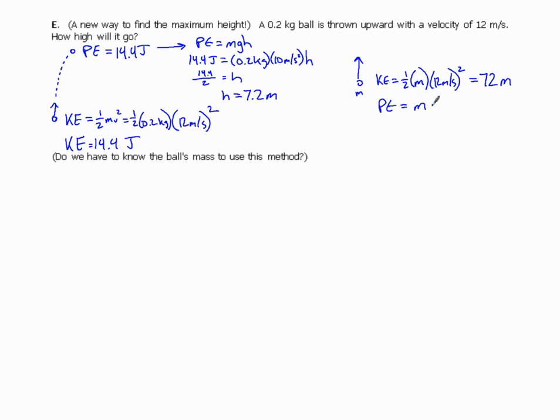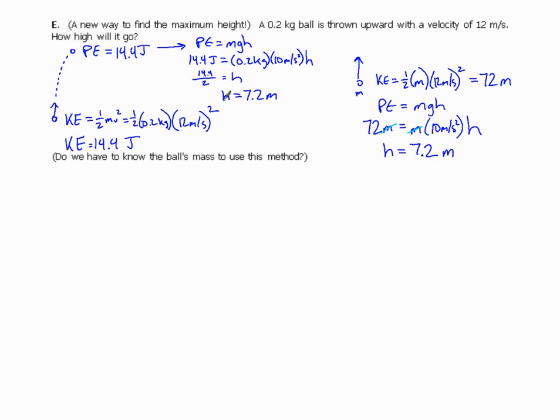So the potential energy, mass times the acceleration of gravity times the height, we know the total energy. So at its peak, the potential energy should be 72 times the mass. Here we have mass times acceleration of gravity, which is 10 meters per second squared, and the height is h. So the mass will cancel out. That's 72 divided by 10. It tells me that the height is 7.2 meters. Same answer.